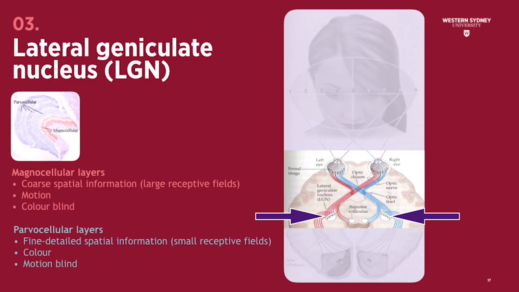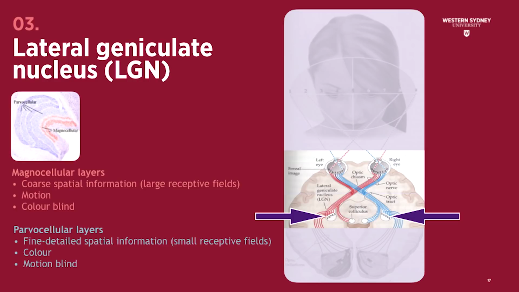There are functional differences between the magno and parvocellular layers. The magnocellular layers are composed of neurons with large receptive fields, and so these respond to coarse, low-resolution spatial information. By contrast, the parvocellular layers are composed of neurons with small receptive fields, and so respond to fine, high-resolution image details.